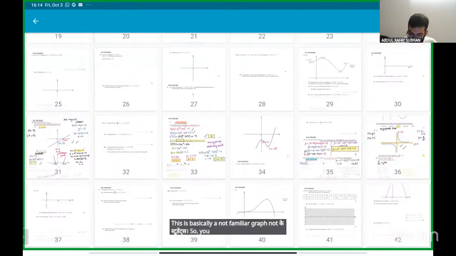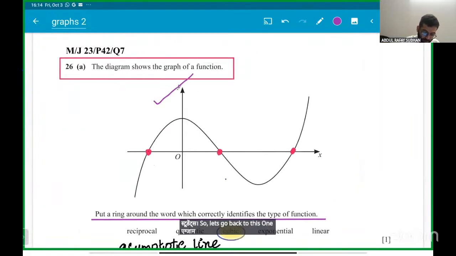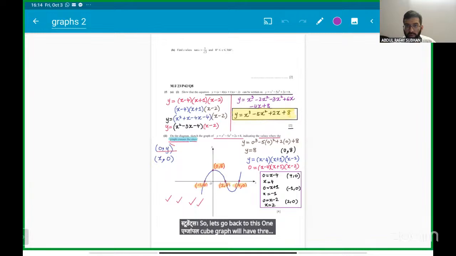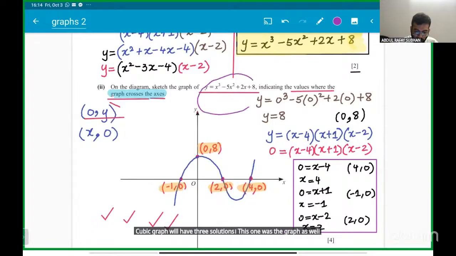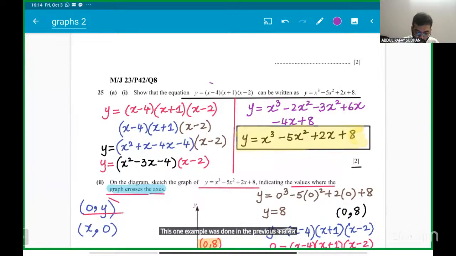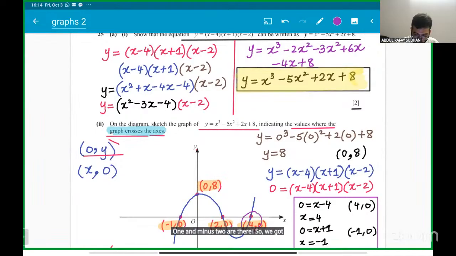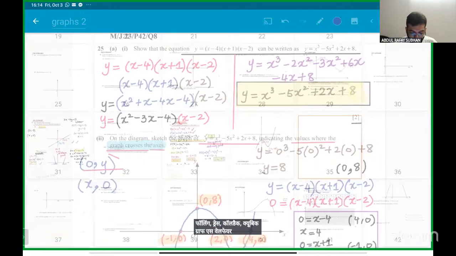So let's go back to this one. As you can see, students, this one was a cubic graph, with one solution, two solution, three solution. A cubic graph will have three solutions, right? Everyone agrees. This one was the graph as well, x cube minus 5x squared. This example was done in the previous session on Tuesday. There were three solutions, minus 4, 1, and minus 2 were there. So we got solutions as 4, 2, and minus 1. Does everyone agree with me? Is everyone following? This is called a cubic graph because we have three solutions.